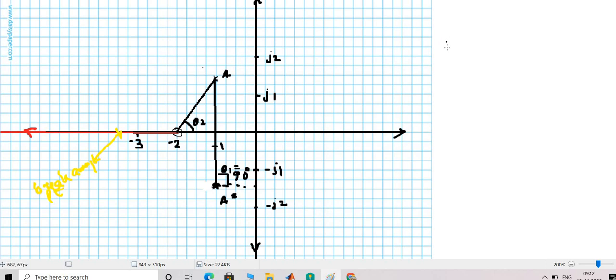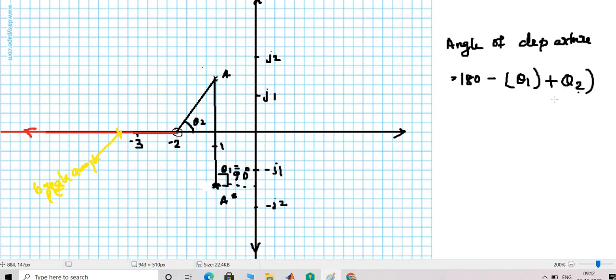Now the angle of departure is, I have already told you the equation for angle of departure. Please check that. 180 minus theta 1 plus theta 2. This is the angle of departure. So if you check the angle of departure, you will get theta 1 is 90, 180 minus 90 plus theta 2, you will get theta 2 as 35 degree. So the angle of departure is plus 125 corresponding to the complex pole A.